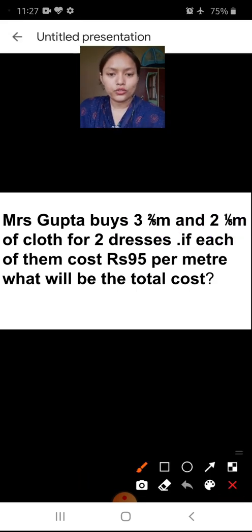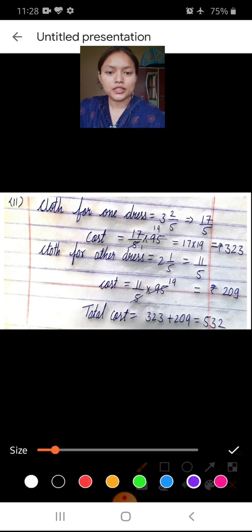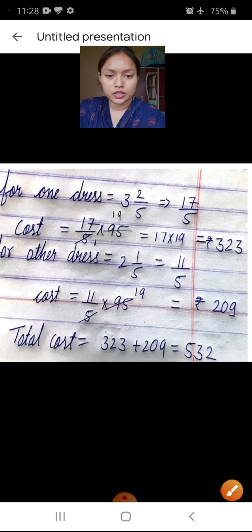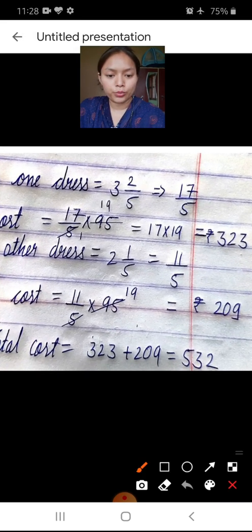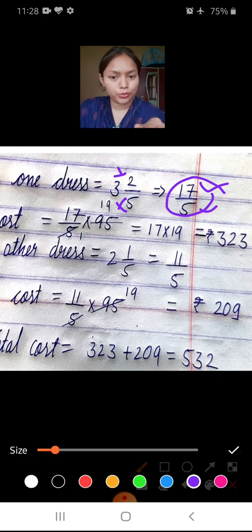Now we know, first of all, these are mixed fractions, so we will convert them into improper fractions as we have done here. It is 3 whole 2 upon 5. I'll zoom it. So we'll convert into improper. How will we do it? First multiply and then add. 3 multiplied by 5 is 15 and 15 plus 2 is 17. So this is 17 by 5. So the dress material for one dress is 17 upon 5.